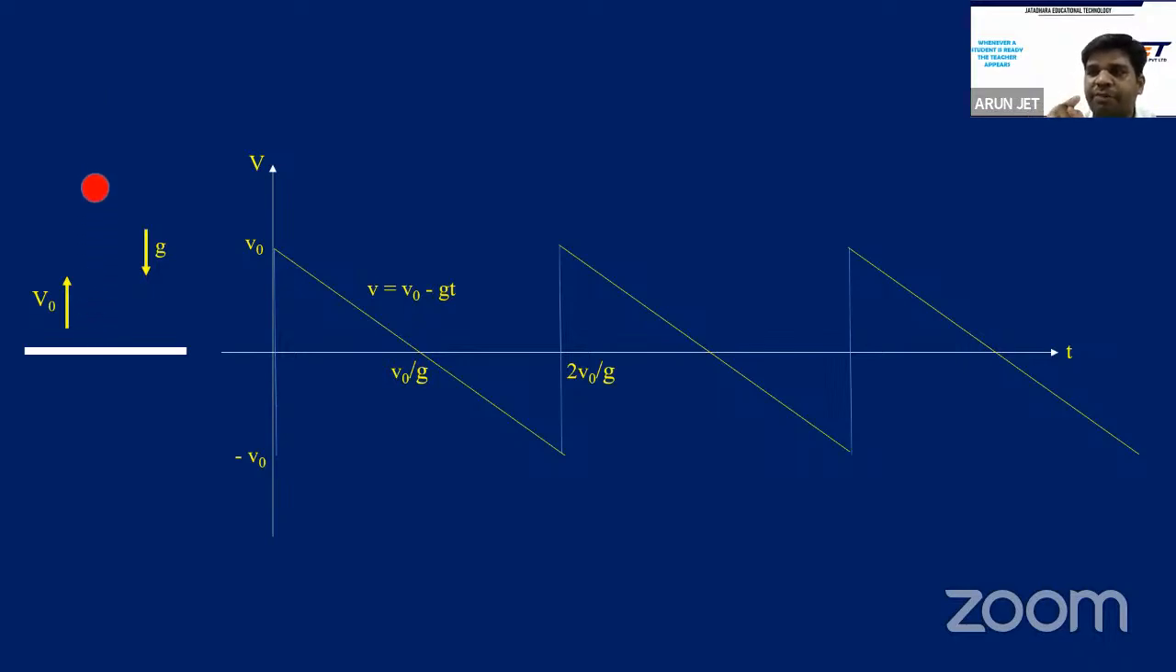You should be able to see through the graph and should be able to conclude what is happening in the physical situation. That is what graphical analysis and physical analysis going together means.